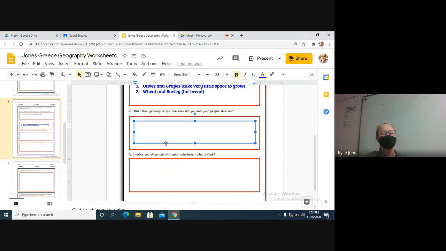So, that number 3, other than growing crops, how did we, as ancient Greek people, also survive? What did we do? They traded honey. We traded honey. What else did we do? Good, they raised animals. For milk. But honey was sacred. Well, they didn't really use it to take that milk. They just wanted to eat.